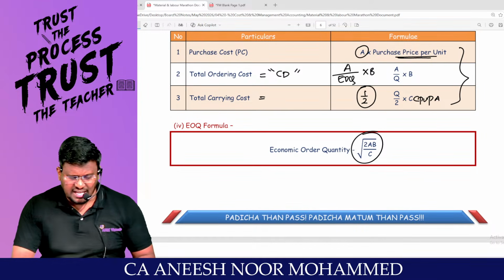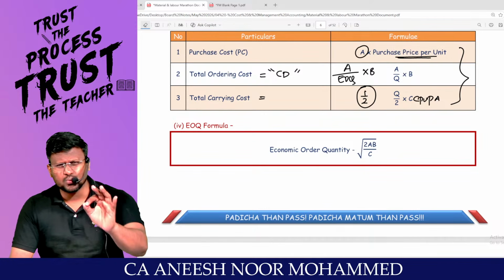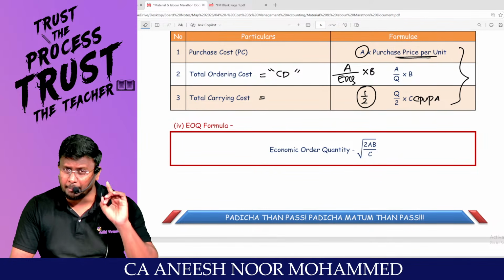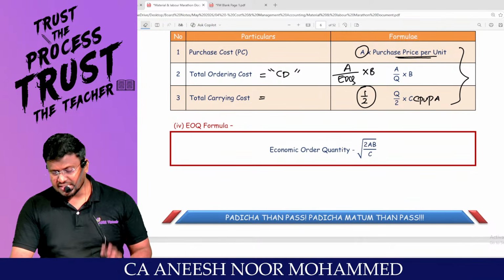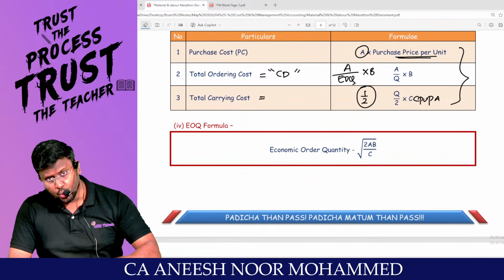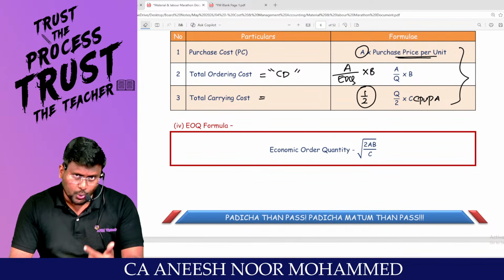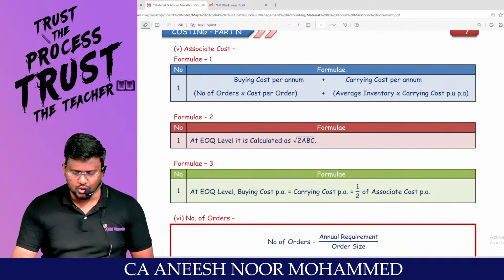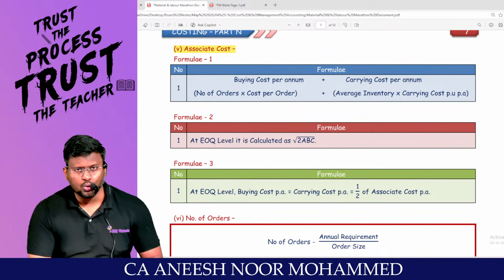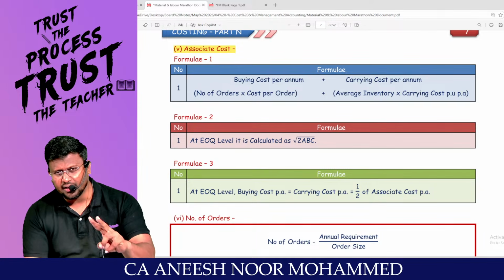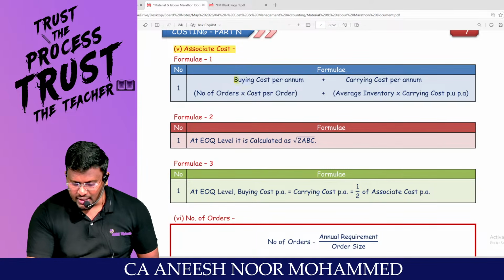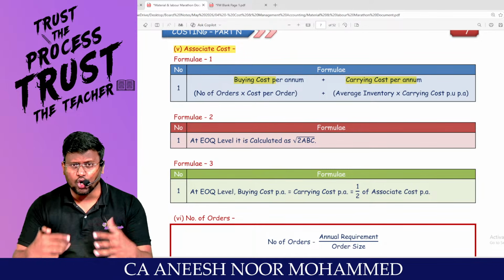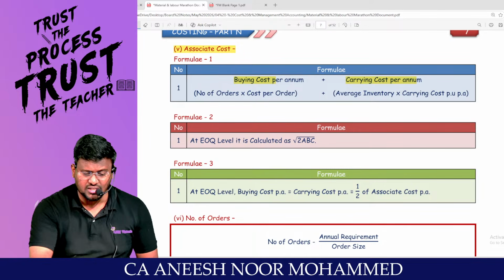A means annual purchases you are going to make. B means buying cost per order. And C means carrying cost per unit per annum. How much you are going to carry and for how long you are going to carry, both are important. There are two costs, buying cost and carrying cost. Both buying cost and carrying cost are called associated cost in costing.